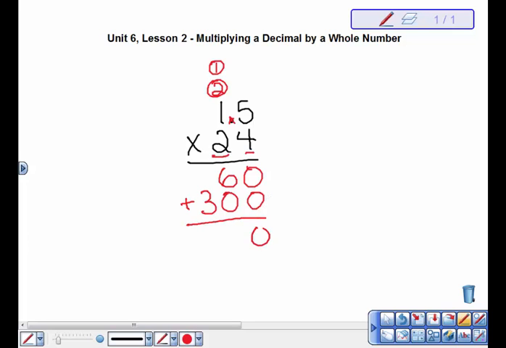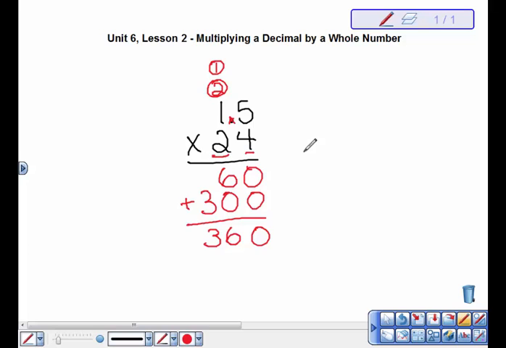And now to finish it off, I'm just going to add those together. 0 plus 0 is 0. 6 plus 0, 6. Bring down my 3. So now I have 15 times 24 is 360. Okay, that wasn't really hard. So now what we need to do is put the decimal back.